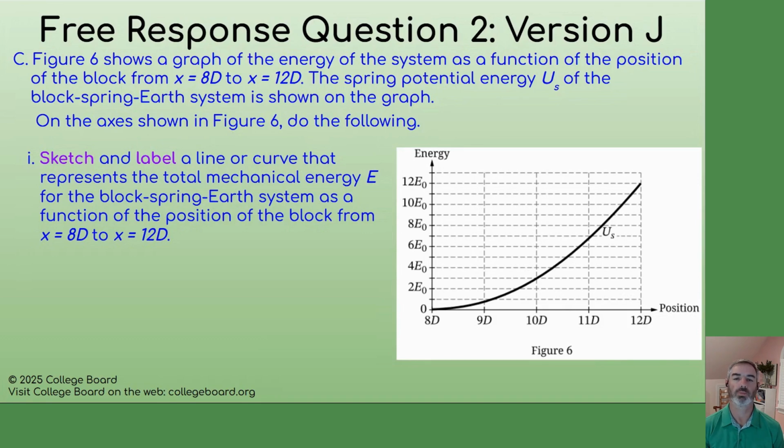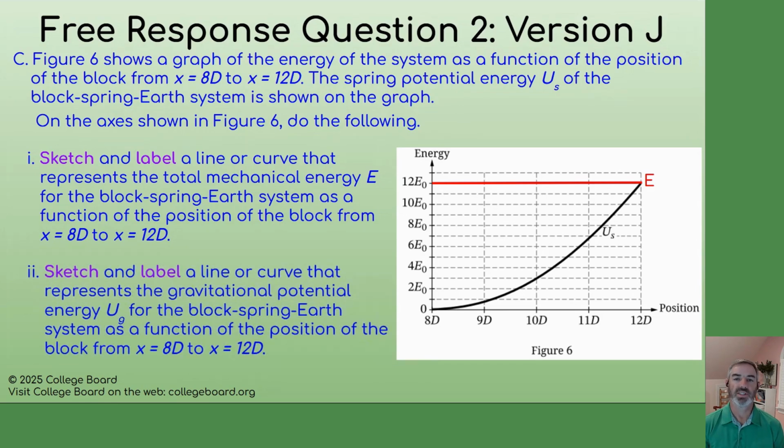Well, we know it's the block spring Earth system. There is no change in mechanical energy, and the total mechanical energy is 12 E naught. So we're going to have a horizontal line, and we're going to label that E as it told us to. We had to sketch and label, so don't forget to label your graphs as well.